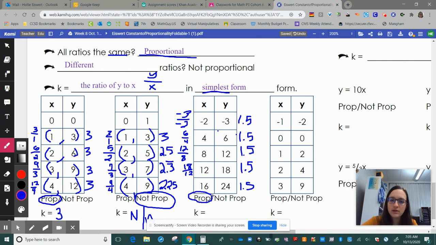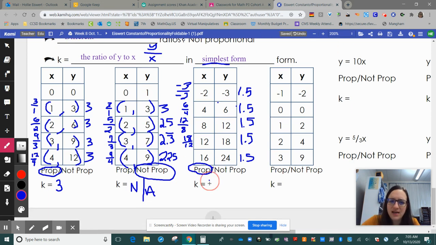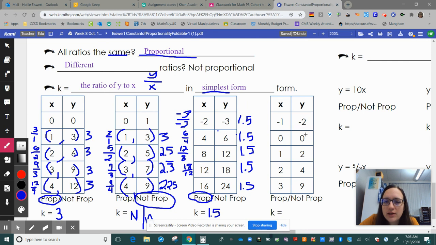Proportional. And what is our constant of proportionality? The number we kept getting as our answer, 1.5. Don't worry, decimals are just fine. And we can do the same for our next one. And we can divide y by x. So we can have a negative 2 divided by a negative 1. Those are same signs, positive. And 2 divided by 1 is 2. Awesome. Well, remember the zeros.